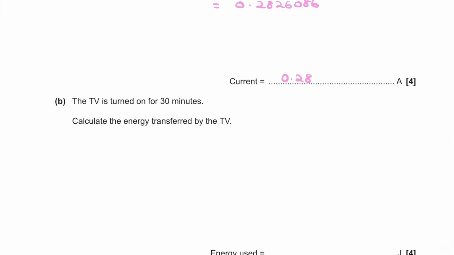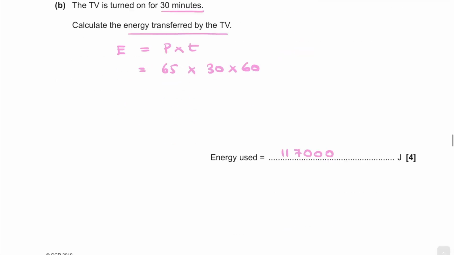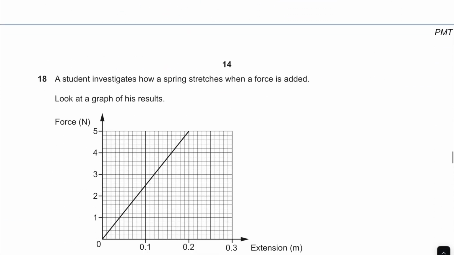Part B, the TV is turned on for 30 minutes. Calculate the energy transferred by the TV. Well, we know energy is equal to power times time. And the power is 65 watts. 30 minutes must be converted into seconds. And that would give me an answer of 117,000 joules. Okay, so that is part B done. Let's move on to question number 18.